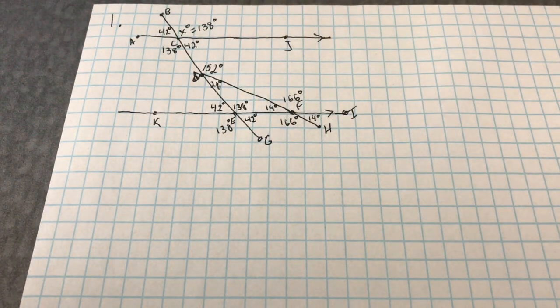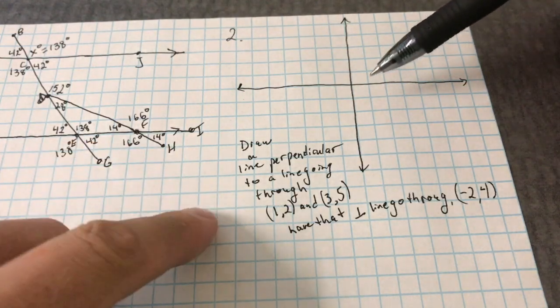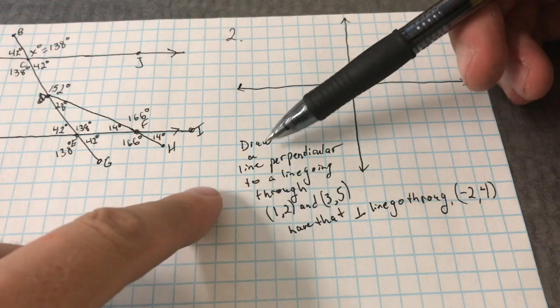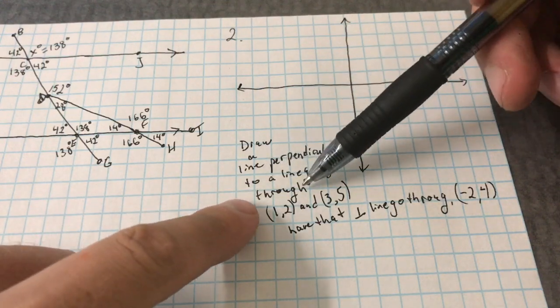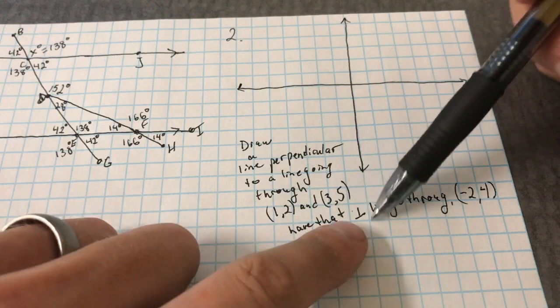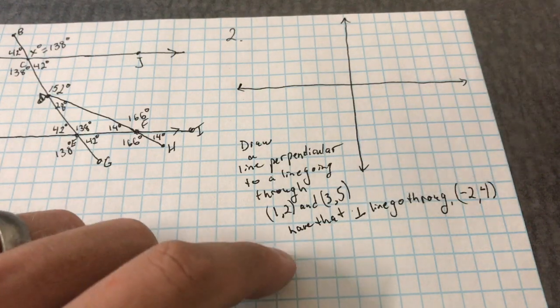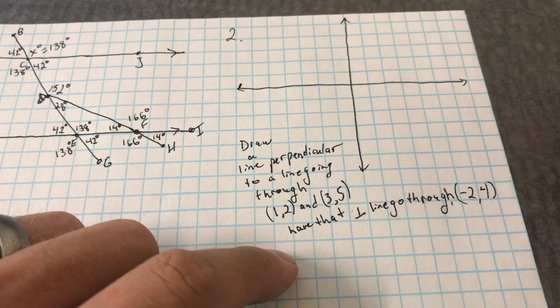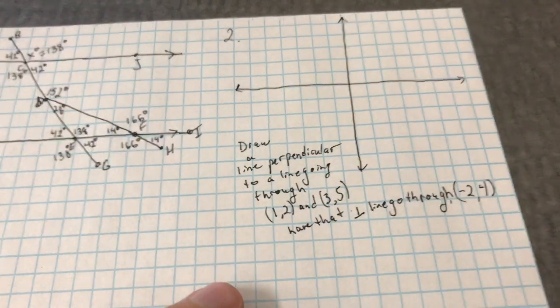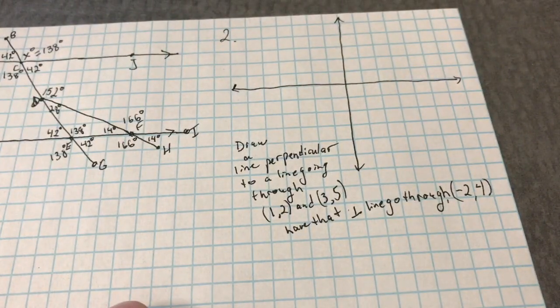So that's number 1. All right, here's a second type of question I would want you to be able to answer. So pause it after I read this. Draw a line perpendicular to a line going through (1, 2) and (3, 5). Have that perpendicular line go through (-2, 4). So pause it right now, answer for yourself. Once you get stuck, come back to the video, and I will say how I would go about doing it.